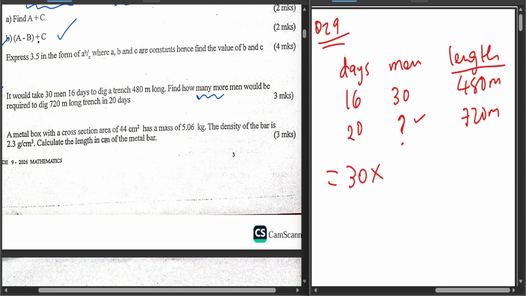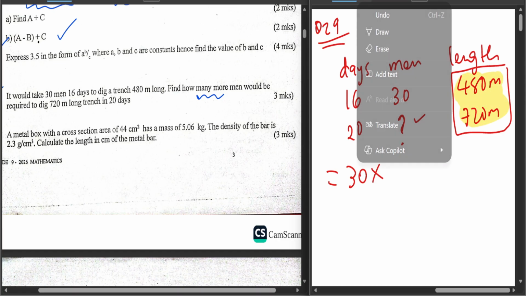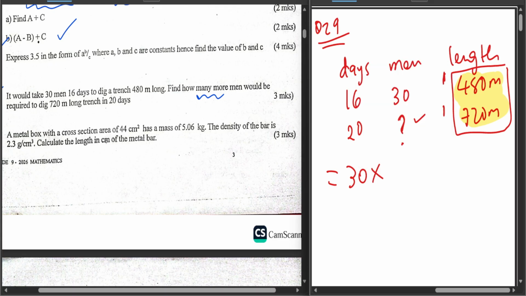So above the question mark we have 30 men. Now we will assume this length is not there, and you just assume there's just 1 meter and 1 meter. So you ask yourself, if 30 men can dig a 1 meter trench in 16 days, how about in 20 days? How many more men will you require?